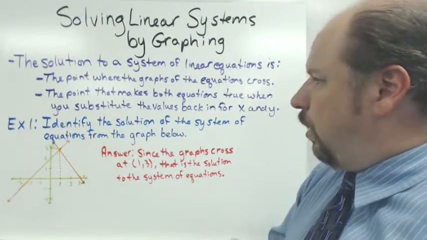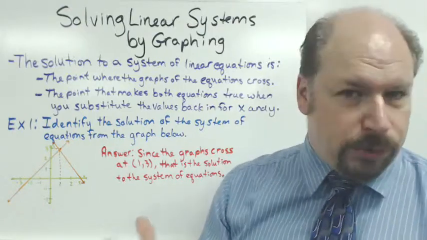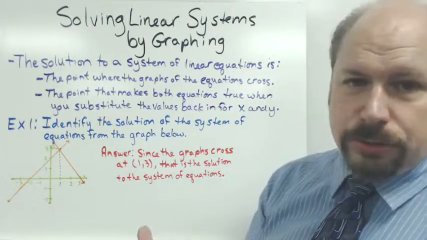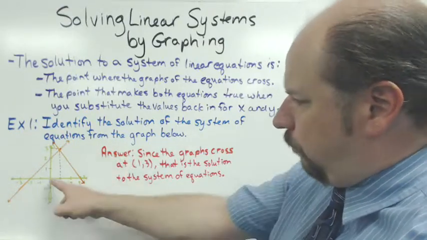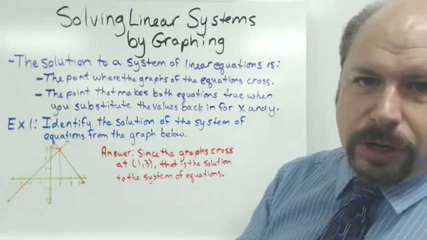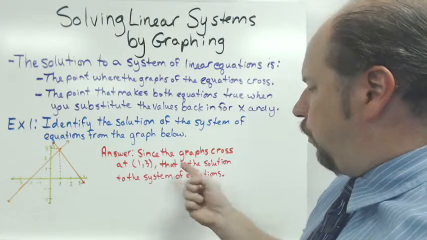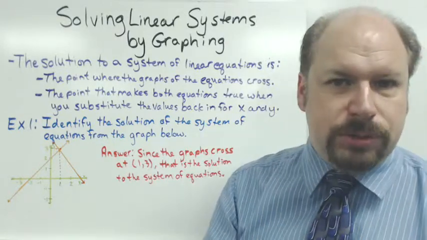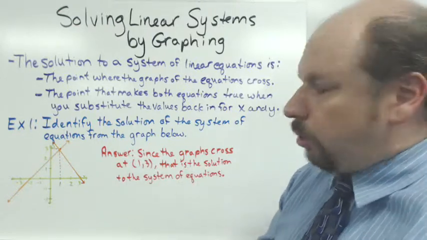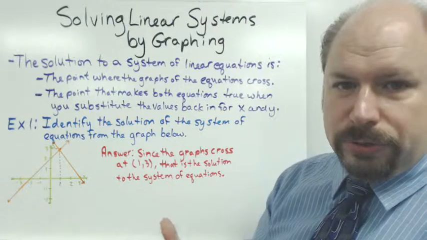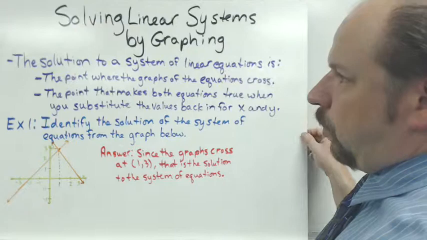So in our first example, identify the solution of the system of equations from the graph below. We've already talked about that a little bit. The solution is where they cross. And so if we look on the graph, if we go 1 in the x direction and 3 in the y direction, they cross right here at the point (1, 3). So (1, 3) is the solution to that particular system of equations. In building to harder problems, the first thing you do once you graph them is identify what the solution is. And that is what we've done here. Okay, moving on.